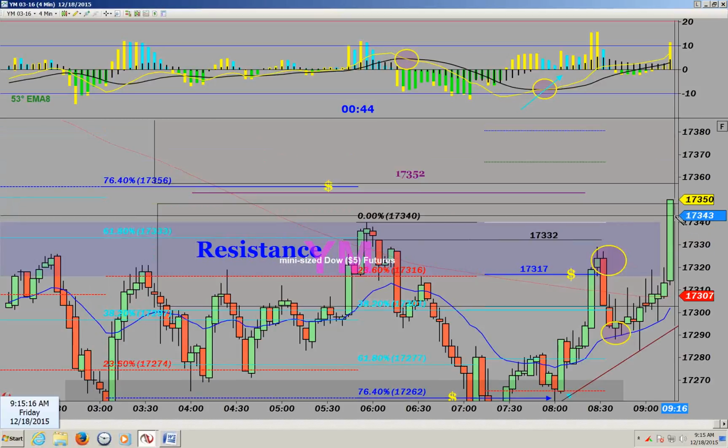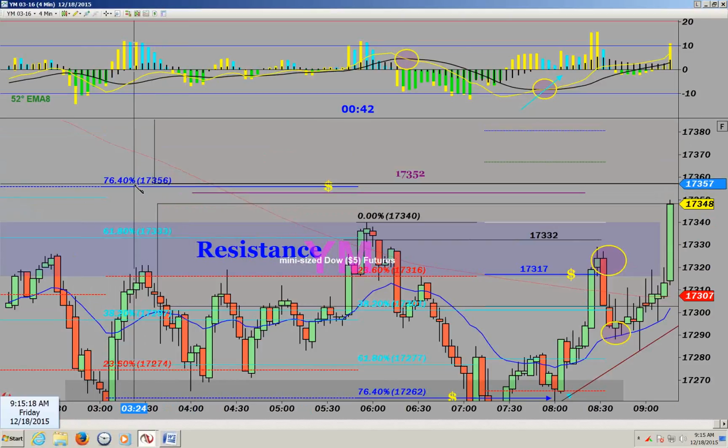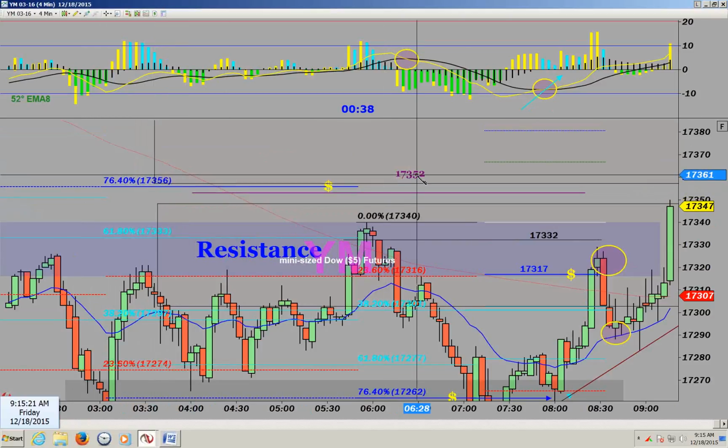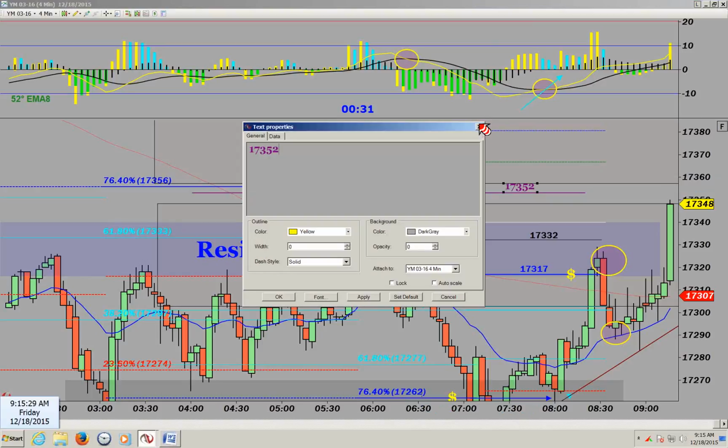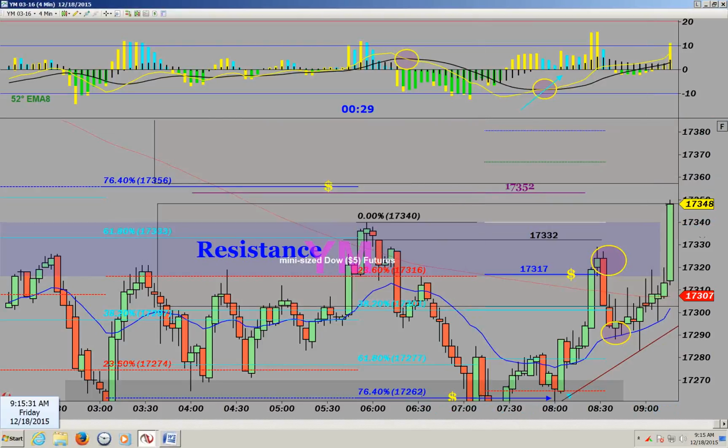Your next targets, we have a nice confluence area here of 17,356 and 17,352. Pretty nice target area. The market is just getting there now. Okay, there's our confluence targets of 17,356 and 17,352. Your next target, I'll put the crosshairs on here. The next target is 17,367. See if we can get there.